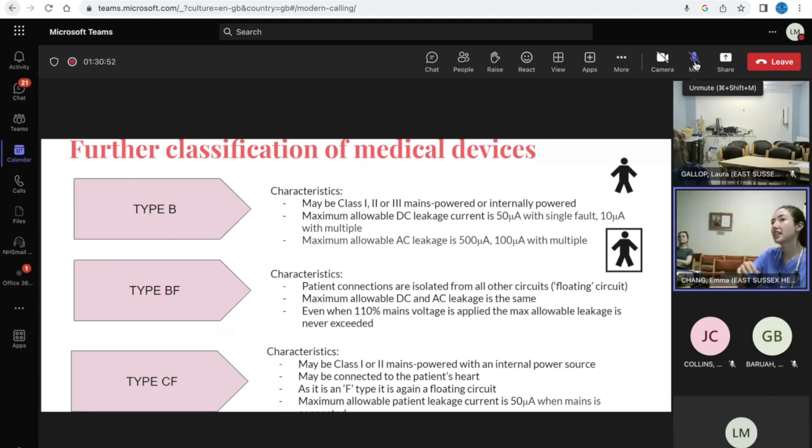And then finally, so that's the symbol for the BF, and then CF is basically a device that can maybe be connected to the patient's heart. So this is the symbol. That's quite easy to remember. It's like C for cardiac. And again, it's an F type, so it's a floating circuit. As you can see, the maximum allowable leakage is a lot lower, even when mains is connected. So this makes it safer for an internal device.